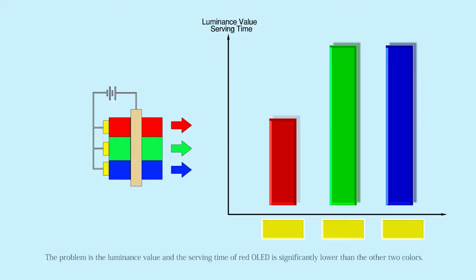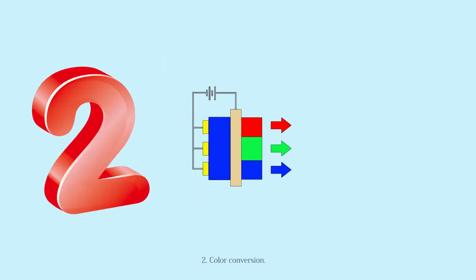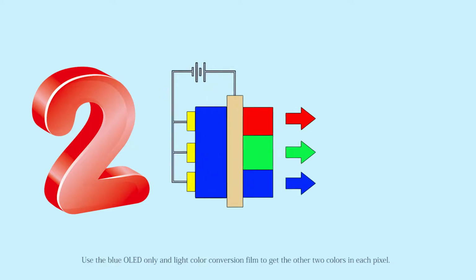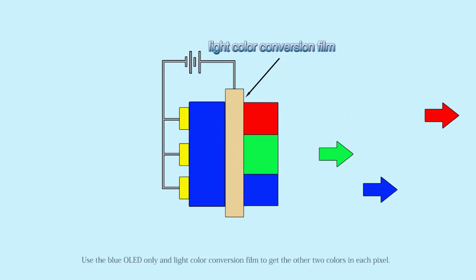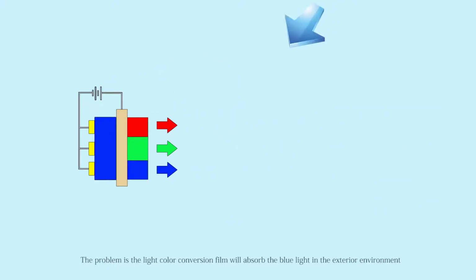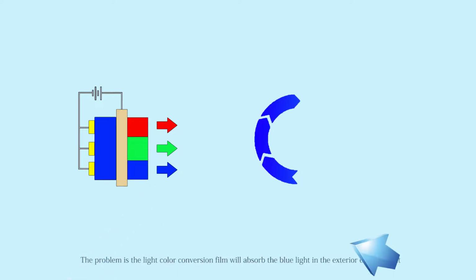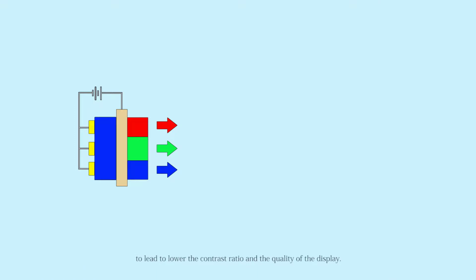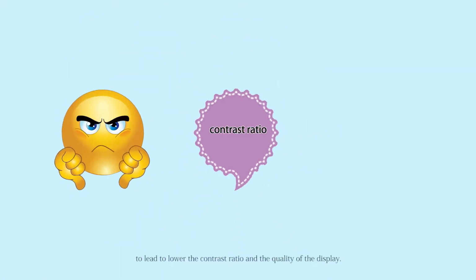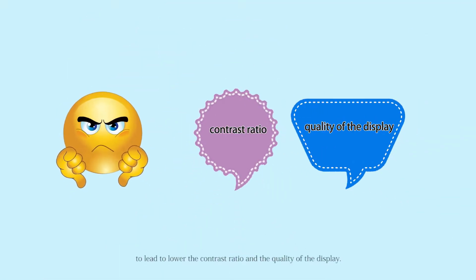2. Color conversion. Use the blue OLED only and light color conversion film to get the other two colors in each pixel. The problem is the light color conversion film will absorb the blue light in the exterior environment, which causes the decline of the contrast ratio and the quality of the display.